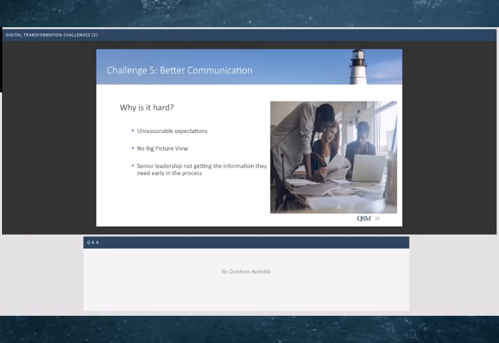Got to have that. And you got to be able to show that to the stakeholders, because usually a lot of senior management, a lot of times they don't care as much about the granular view. They want to know the big picture. Go or no go decision. Is this going to be successful or not? So getting the leadership the information they need early in the process is important. And that's why it's hard, because usually they don't get the information they need.